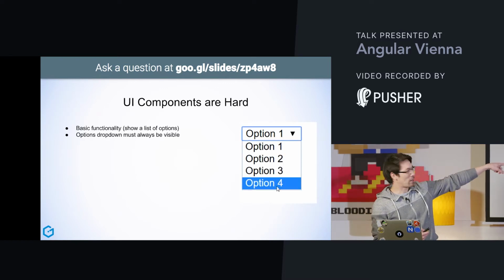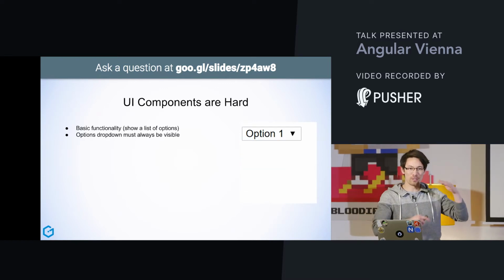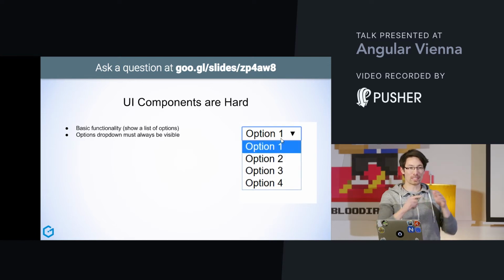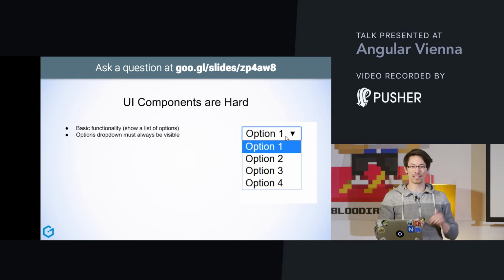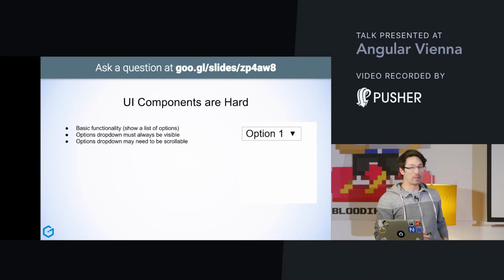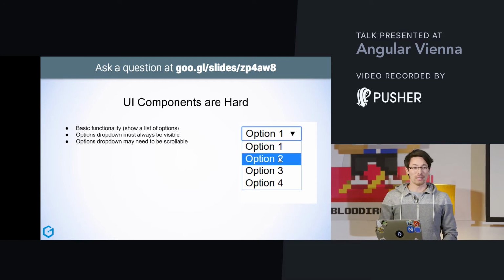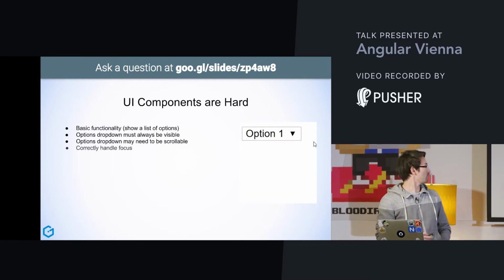You've got to think about things like, this drop-down might not always be visible. Maybe it's too close to the bottom of the screen. What do we do with it? Do we make it go up? Or maybe it's inside a div with overflow set to hidden. Then what do you do with it? It's going to get cut off. So you need to deal with stuff like that. Maybe it needs to be scrollable if there are lots of options. You need to have scroll support.